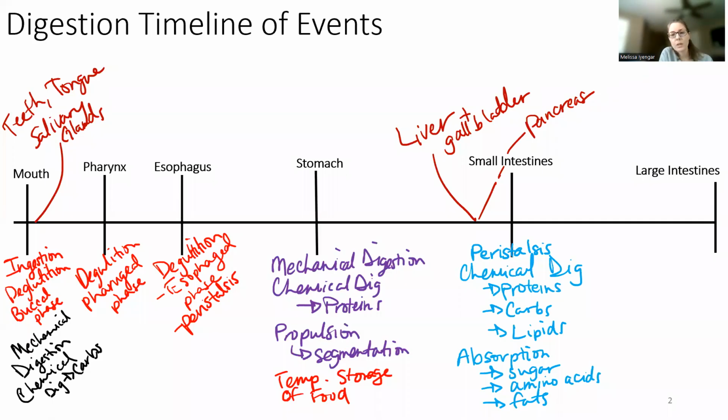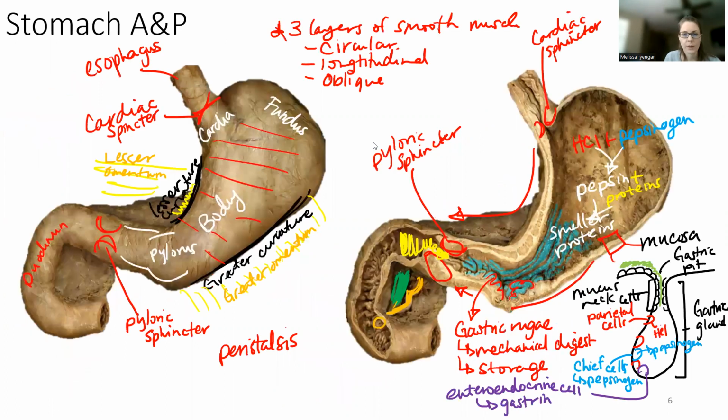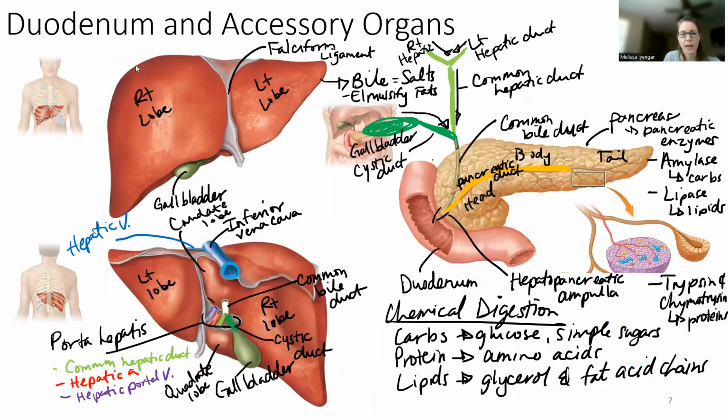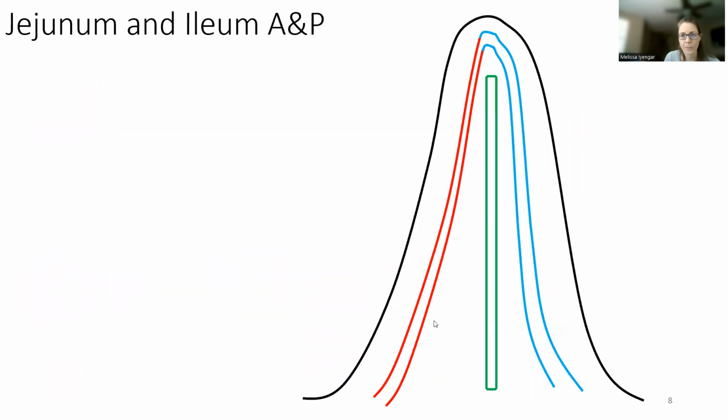Okay, so next part is we're going to look at absorption. Absorption in the small intestine, okay? So let's go back all the way through all this stuff. And we see, remember, we started chemical digestion. Now we've broken down into glucose, amino acids, glycerol plus fatty acid chains, okay?